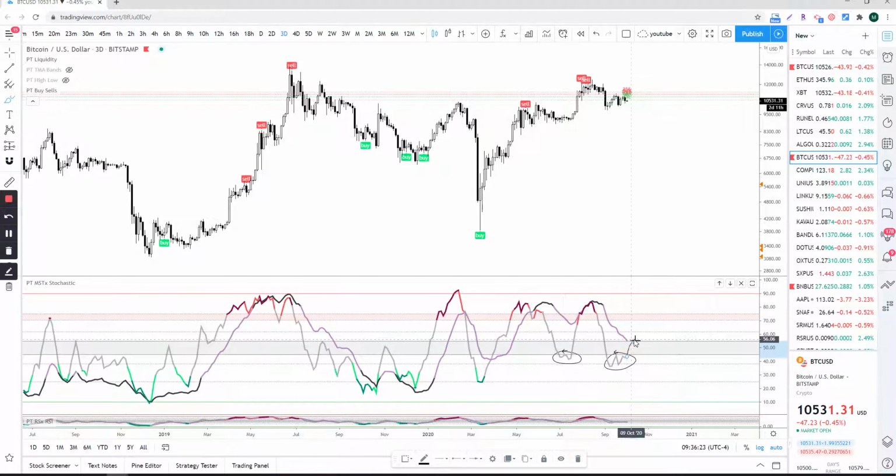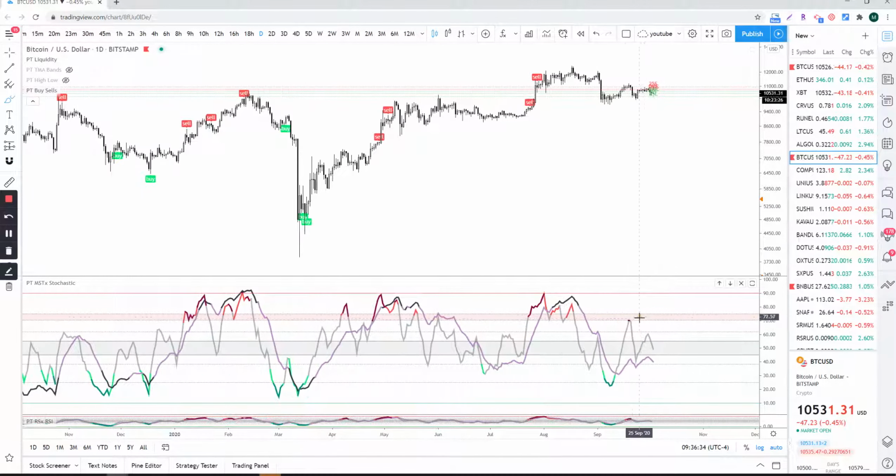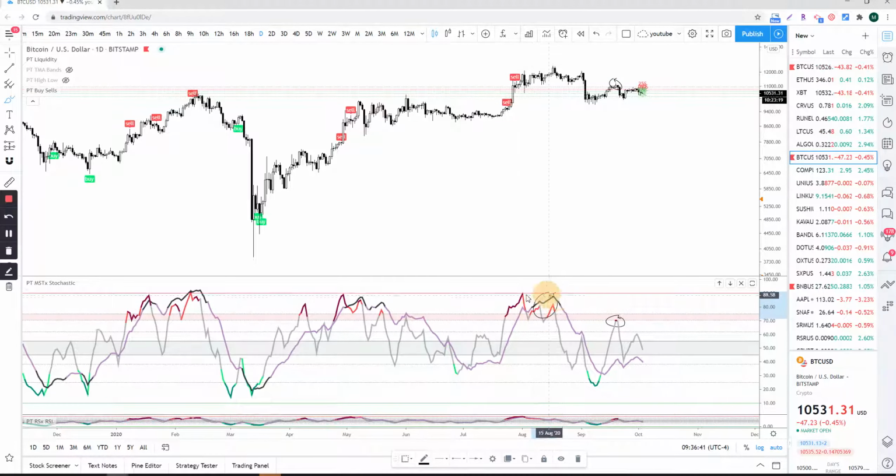Beautiful exhaustion, rejection at the spot. Called that to the T. Boom, boom. Over, under. Over, under. Right here. Yeah, consolidation and cross up.